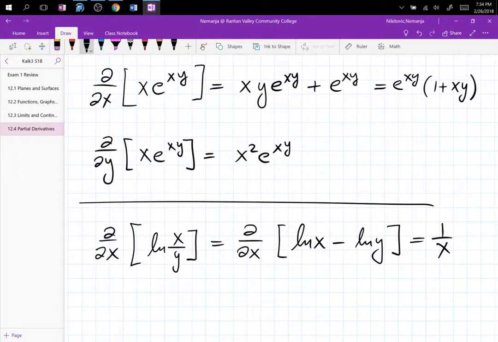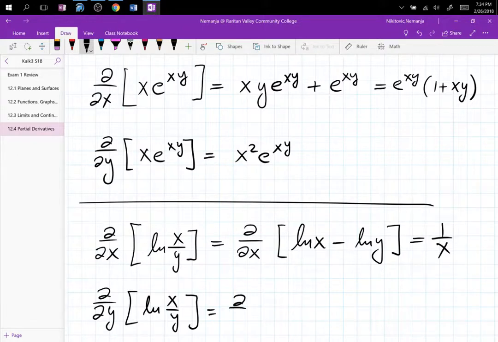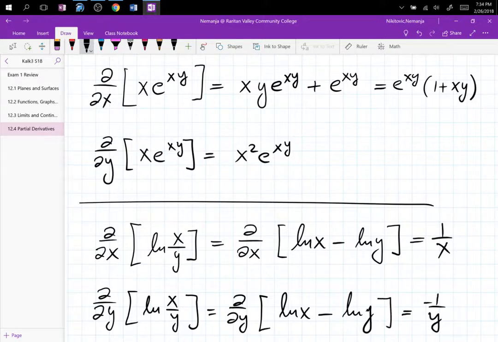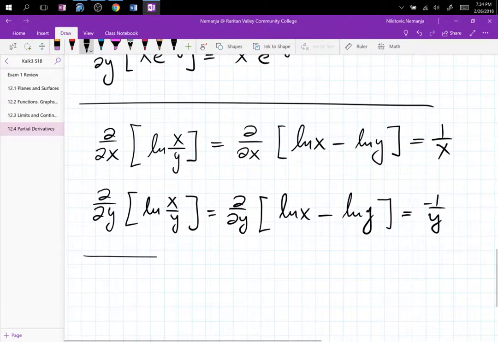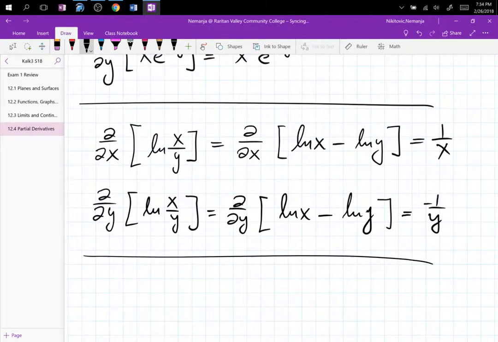Now it's immediately easy to see that the derivative in respect to y will be negative 1 over y. Very good. So you guys had the right answer. That's good. That was problem number 16 in your textbook.